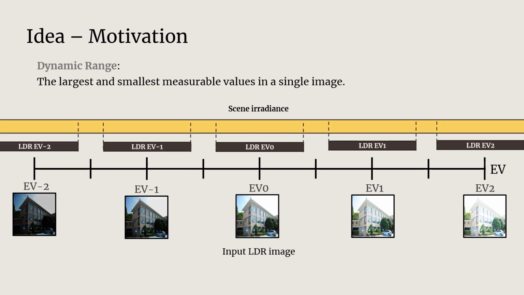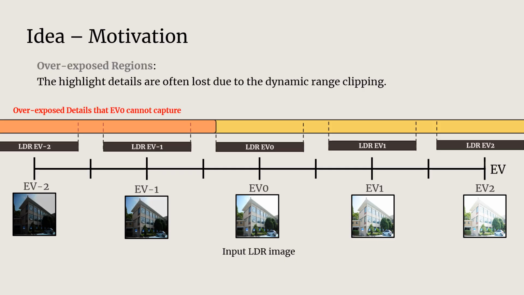Let's look at the dynamic range. It represents the ratio between the largest and smallest measurable values in an image. Standard LDR images often fail to capture the full irradiance of a scene, leading to loss of information in either extreme shadows or bright highlights. The core problem is overexposure. When highlights exceed the camera's sensor capacity, details are clipped and lost.